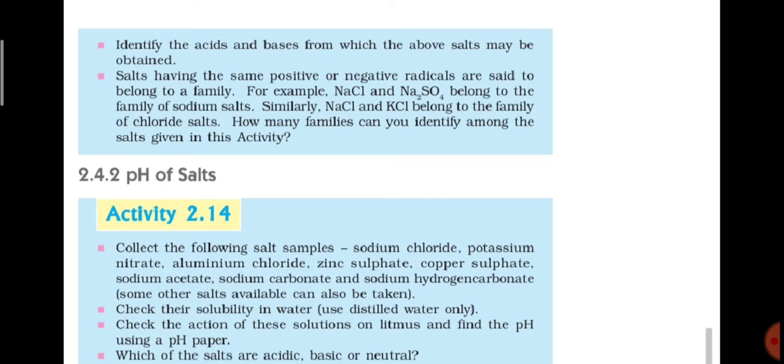Salts having the same positive or negative radicals, radicals here itself mean ions only, are said to belong to a family. For example, NaCl and Na2SO4 belong to the family of sodium salt. Similarly, NaCl and KCl belong to the family of chloride salts. How many families can you identify among the salts given in this activity?